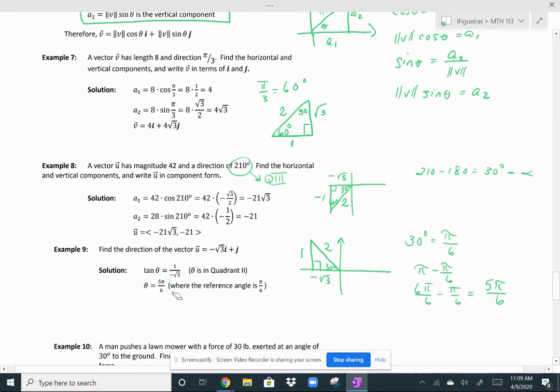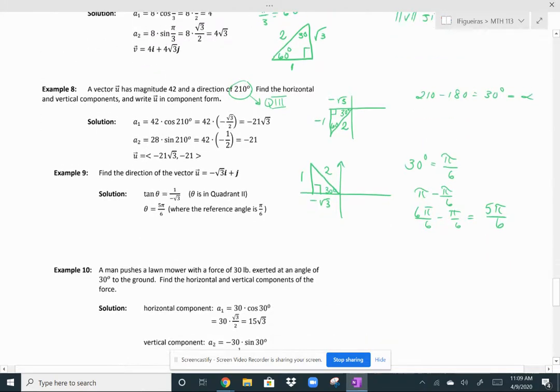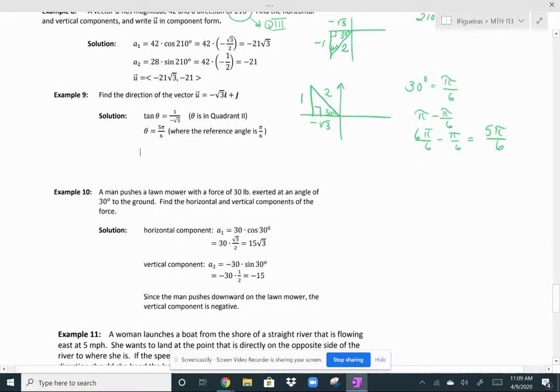Okay, so let's use some of what we learned and apply it to a couple of word problems. So here's the first one. It says, a man pushes a lawnmower with a force of 30 pounds exerted at an angle of 30 degrees to the ground. Find the horizontal and vertical components of the force.